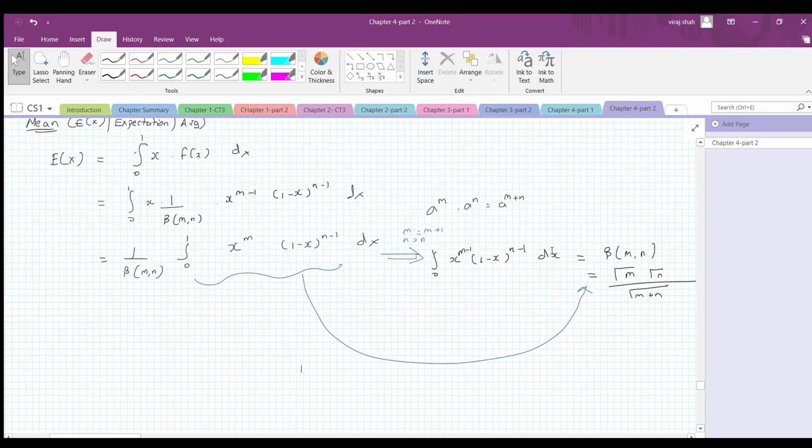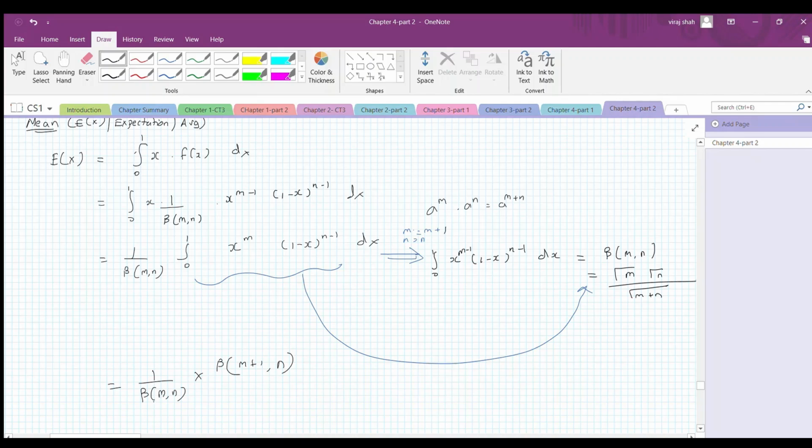Okay. So what would be my answer? It would be 1 upon beta of m comma n into beta of, what is m here? M is nothing but m plus 1. So I'll write m plus 1 and n is exactly the same. So I will write n here. I get this.